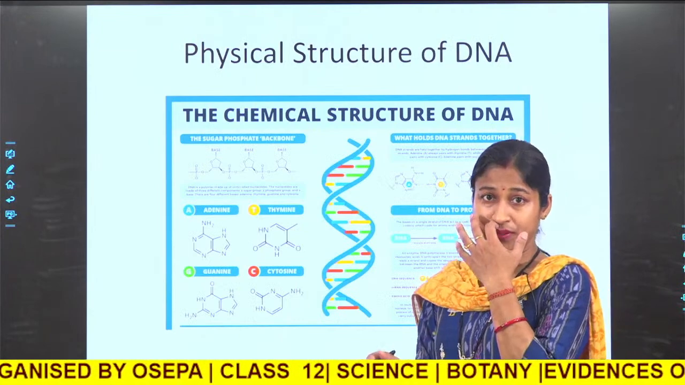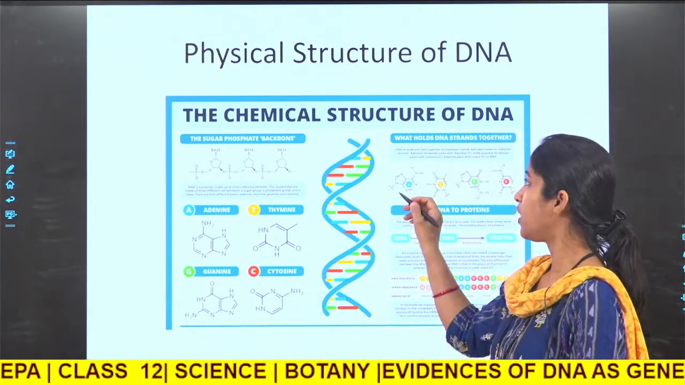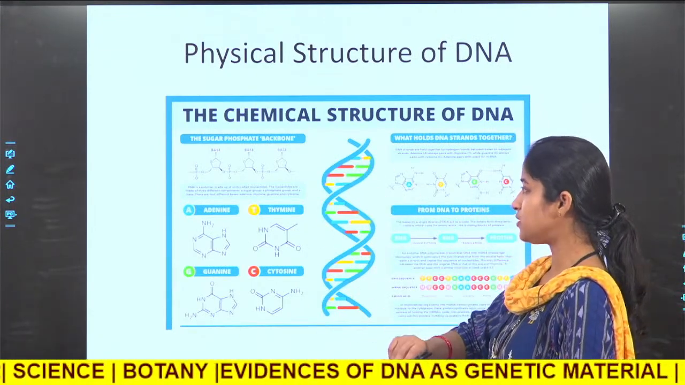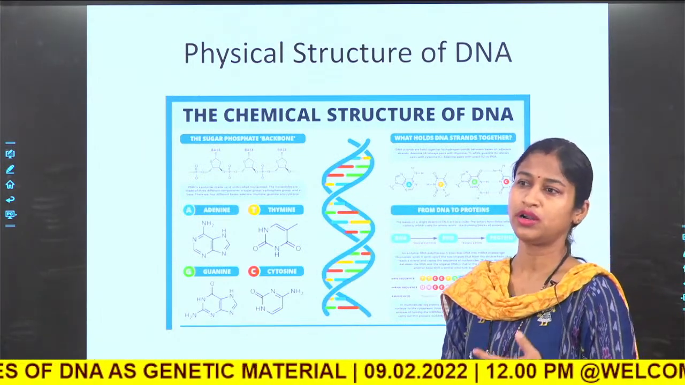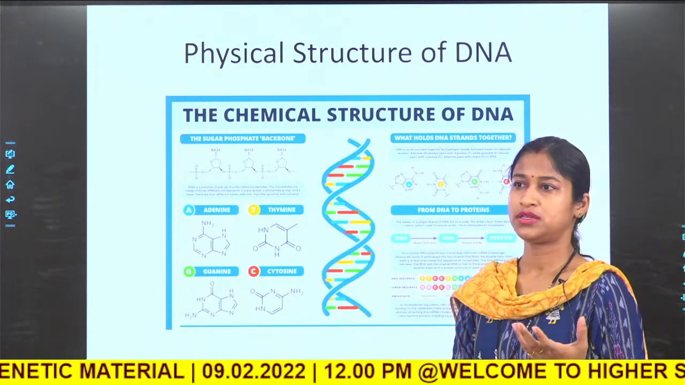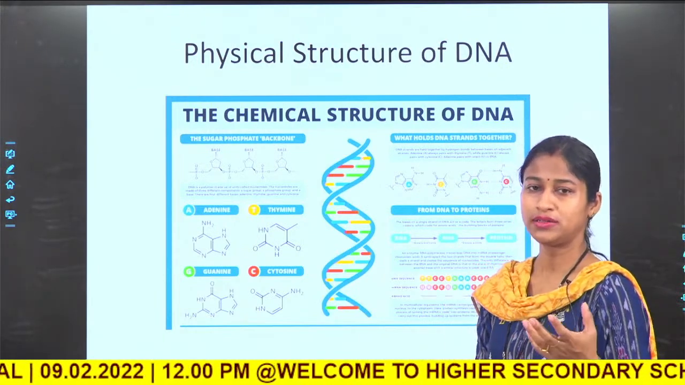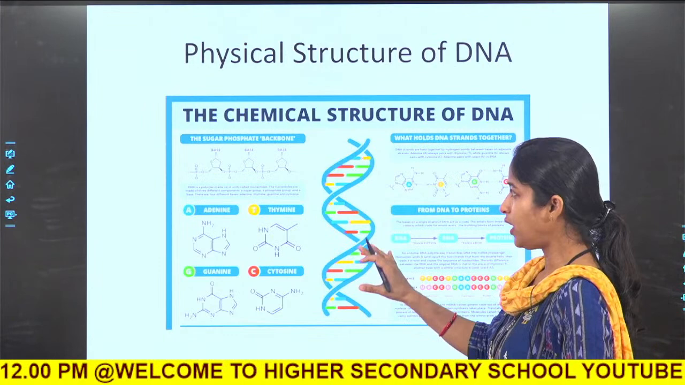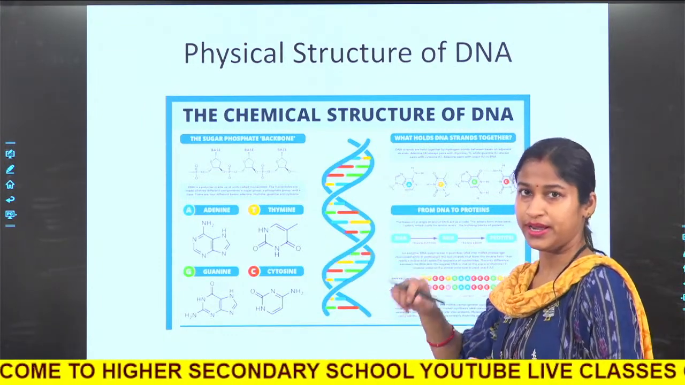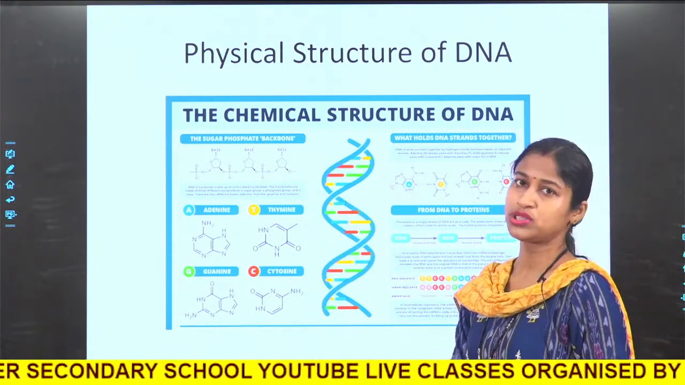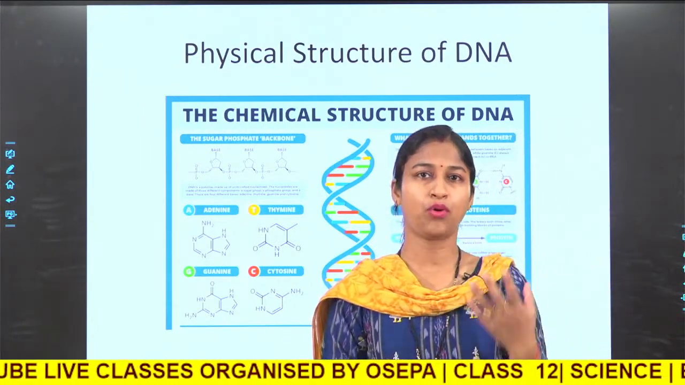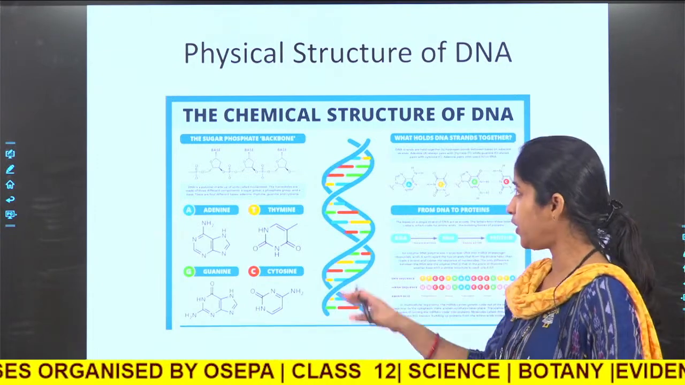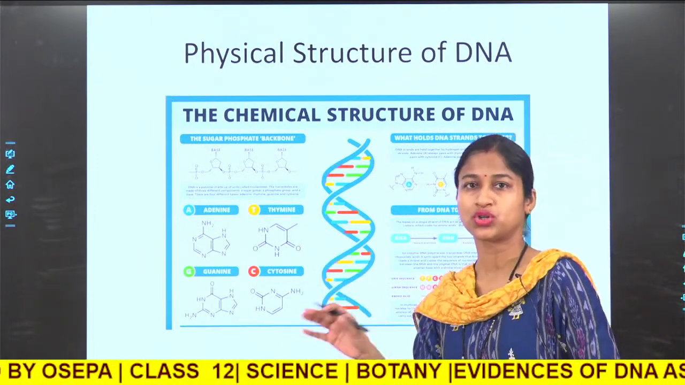Regarding the physical structure of DNA, we have so far come across the chemical structure. The nitrogenous base, the pentose sugar and the phosphoric acid are all chemical components of DNA. First they form a nucleoside, then a nucleotide, then many nucleotides join together to form a polynucleotide, and these polynucleotides are the chemical structure of DNA.